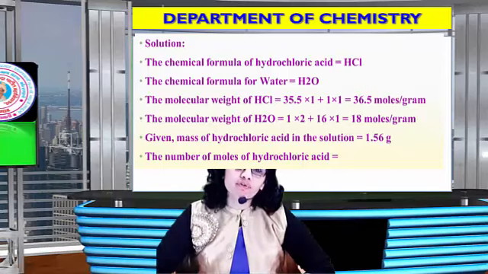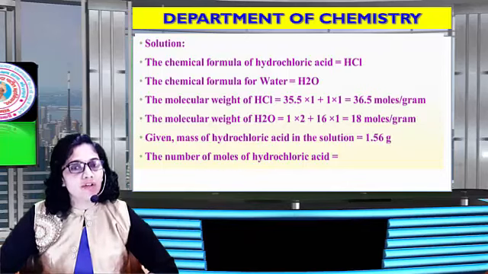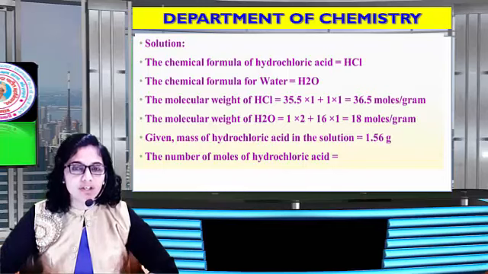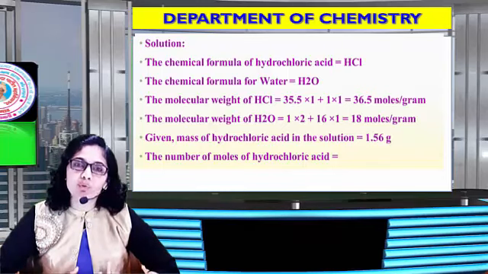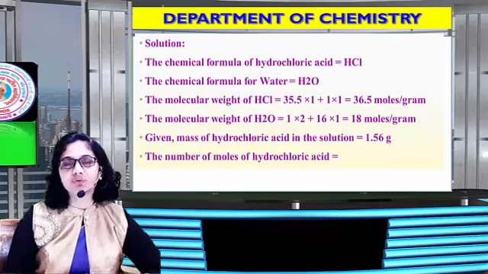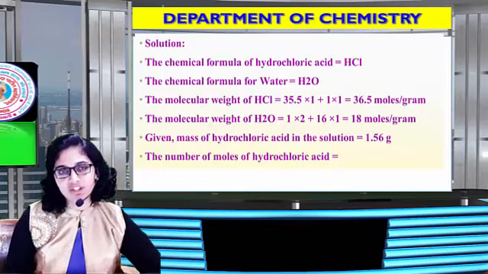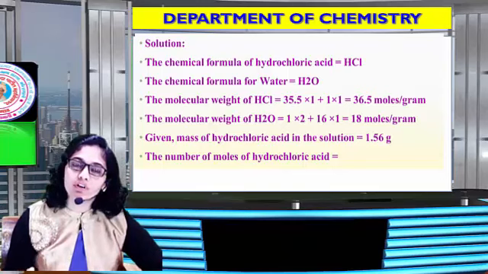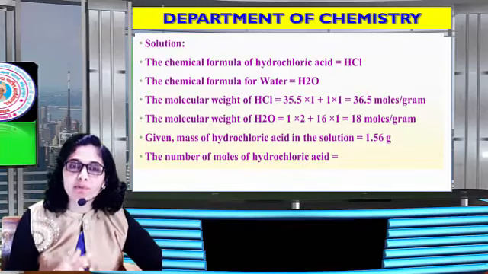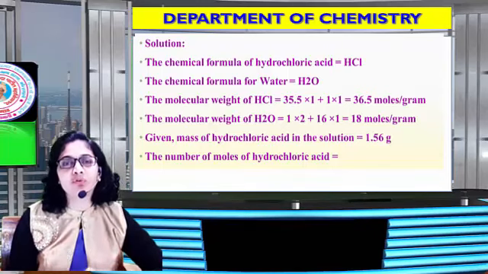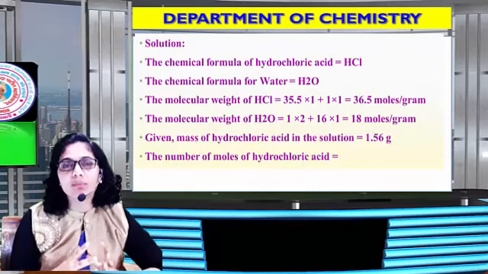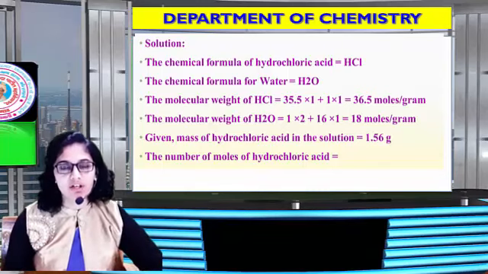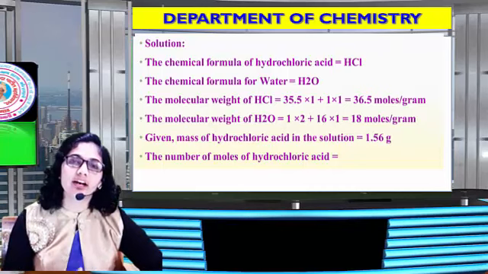The volume of the solution is 26.8 ml. But to calculate the molar concentration, we need to take the volume of the solvent in liters. So we need to do two calculations: convert the weight of solute into number of moles, and convert the milliliters into liters. Now see how to convert that weight into number of moles.